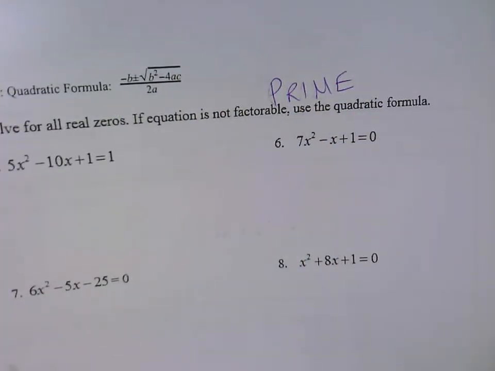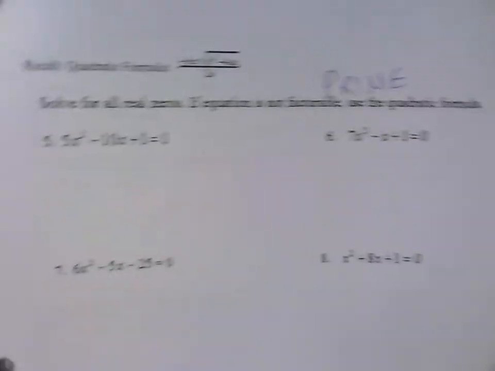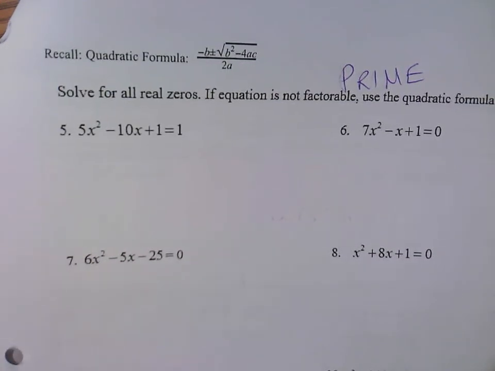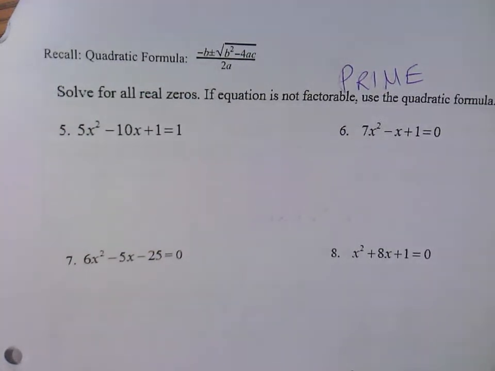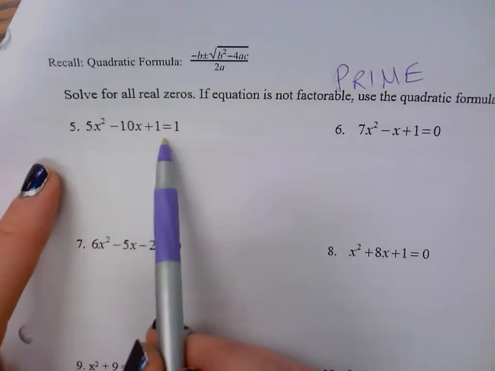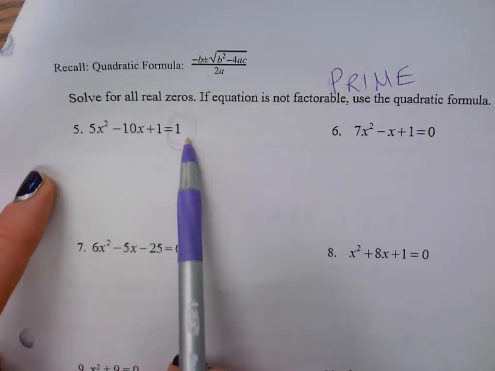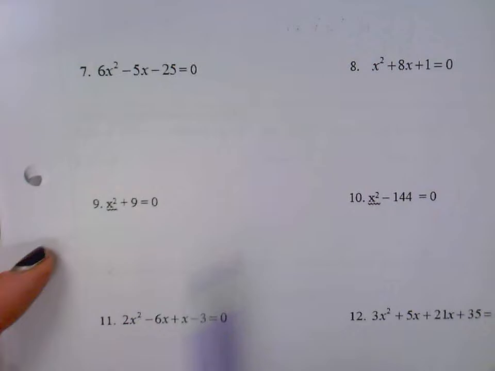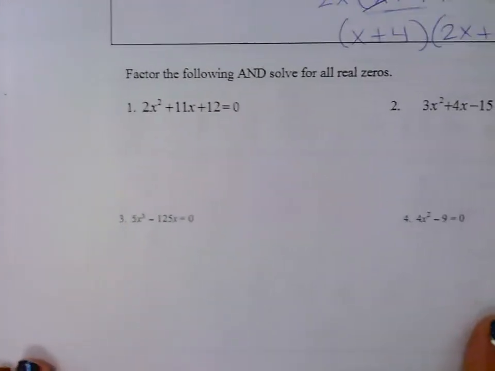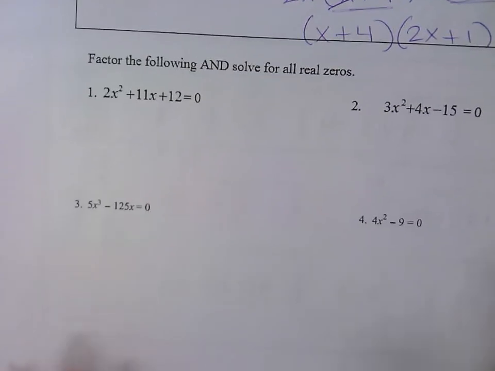But prime is fine. I'm not going to have you do the quadratic formula for your test or quiz. So if it's prime, it's prime. On this page, though, before you start, you have to get 0 on the right-hand side. So on all of these, if they don't say 0 on the right-hand side, make sure you get them equal to 0 before you start. So let's just do number 1 together.